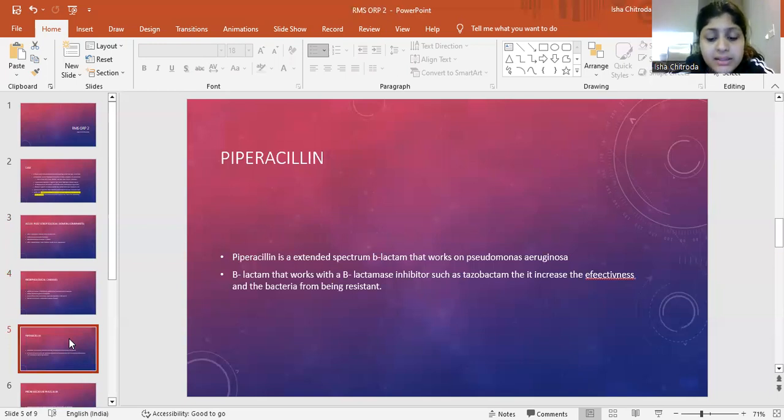Now, piperacillin. Piperacillin is a group of drugs in the extended spectrum group of beta-lactams or penicillins that works on a specific type of gram-negative bacteria called Pseudomonas aeruginosa. Now, some bacteria may produce beta-lactamase, which breaks down beta-lactams, such as piperacillin. So if you give piperacillin with a beta-lactamase inhibitor, such as tazobactam, then it increases the effectiveness and also decreases the resistance of the bacteria to the drug itself.